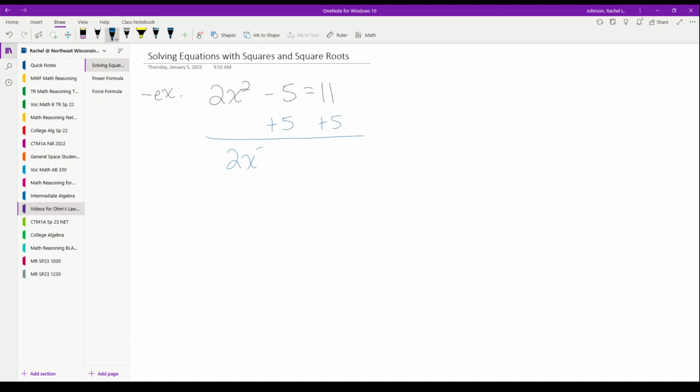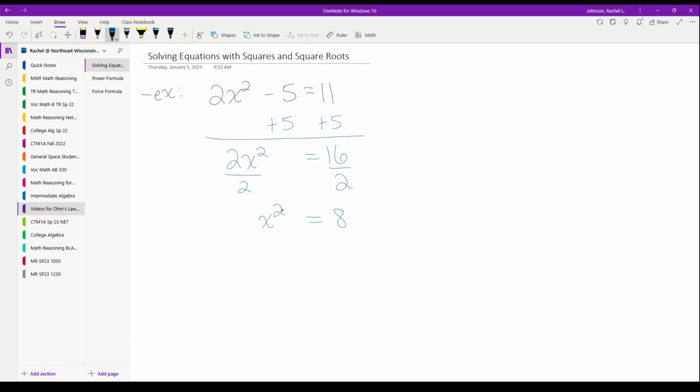So I'll be left with 2x squared equals 16. The minus 5 and the plus 5 would add up to 0, so that's gone. 11 and 5 is 16. Now I'm going to divide by 2. So if I divide both sides by 2, on the left, I'm left with x squared, and on the right, I am left with 8. 16 divided by 2 is 8.